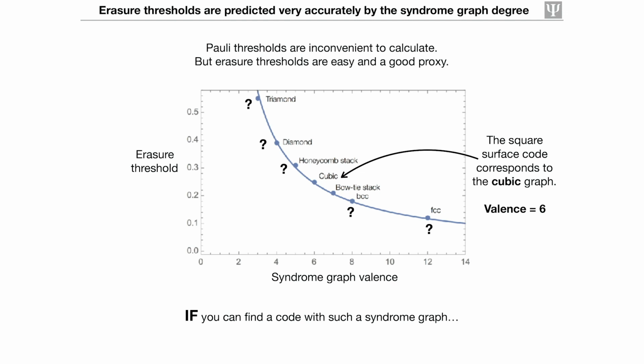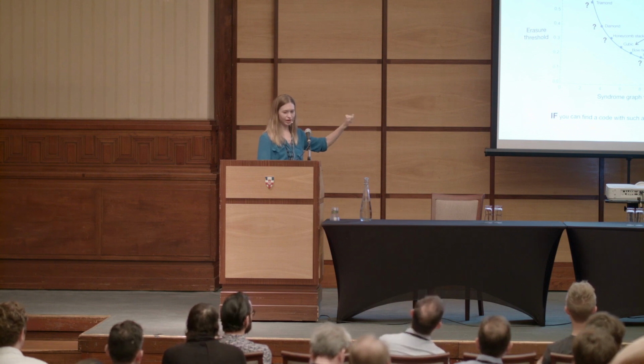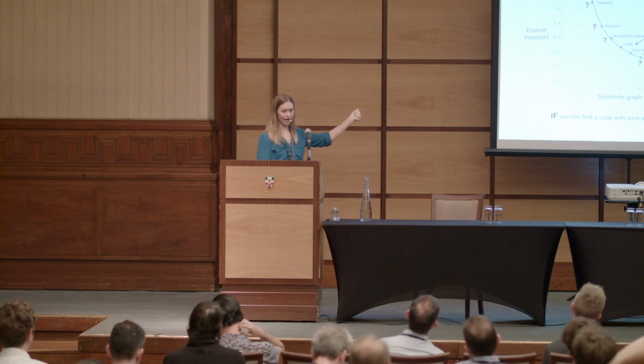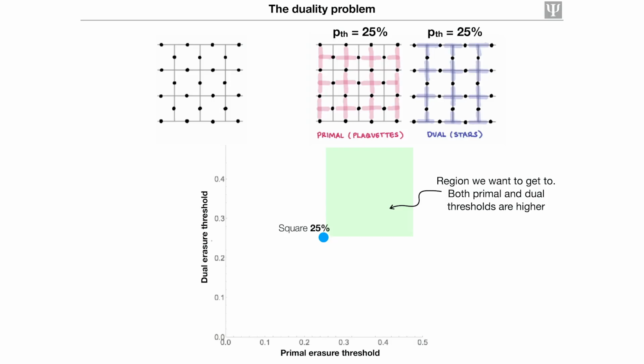So I'm going to take this and try and construct some examples, and just with erasure for now, but later on we'll come back to the Pauli error to try and validate this statement that erasure is a good proxy for Pauli error. Okay, so what we want to do is try and find some examples of codes that have low valence syndrome graphs. That's the game we're trying to play.